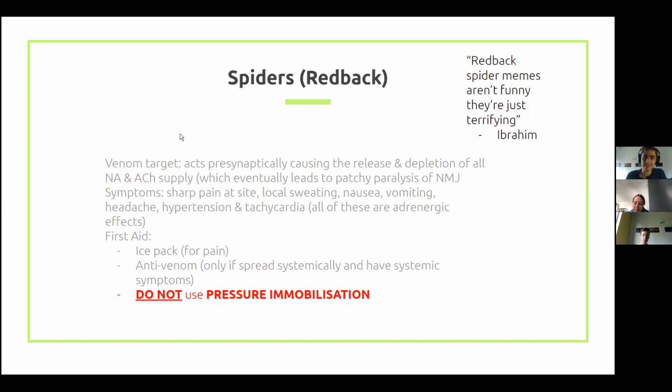Pretty much, redback spiders' venom acts pre-synaptically on that first neuron, and it causes the release and depletion of all the noradrenaline or acetylcholine. So all the neurotransmitters are released, and then you can't really do anything after that when all of it's used up. It leads to paralysis, which we call patchy, because it's in random spots throughout the body. The symptoms are sharp pain at the site of the bite, sweating in the area, nausea, vomiting, headache, hypertension, and tachycardia, which is increased heart rate. We call these adrenergic effects. They act on that same principle. We'll learn more about that later on when you get to the NMJ.